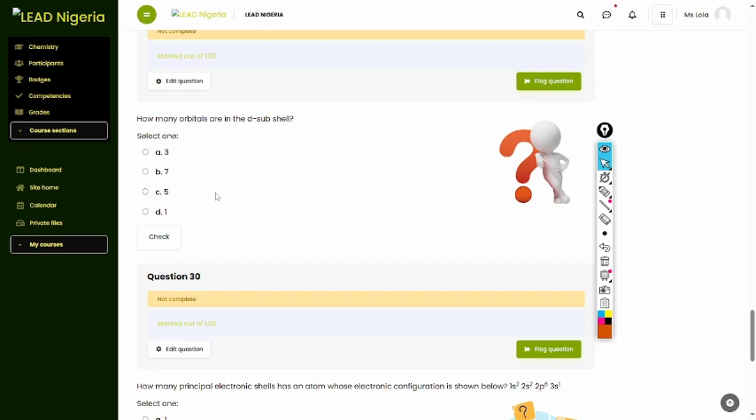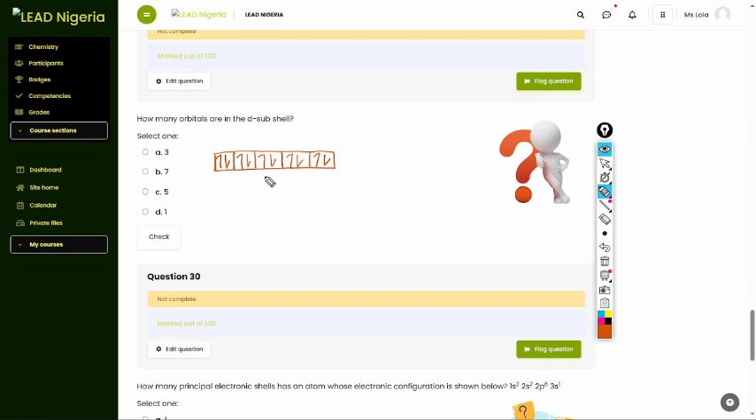Alright, how many orbitals are in the d subshell? We just looked at the p subshell. Let's look at the d subshell. The d subshell can carry a maximum of 10 electrons, and each orbital carries 2 electrons spinning in opposite directions. So we have 1, 2, 3. Okay, so filling in the electrons, we have electron 1, 2, 3, 4, 5, 6, 7, 8, 9, 10.